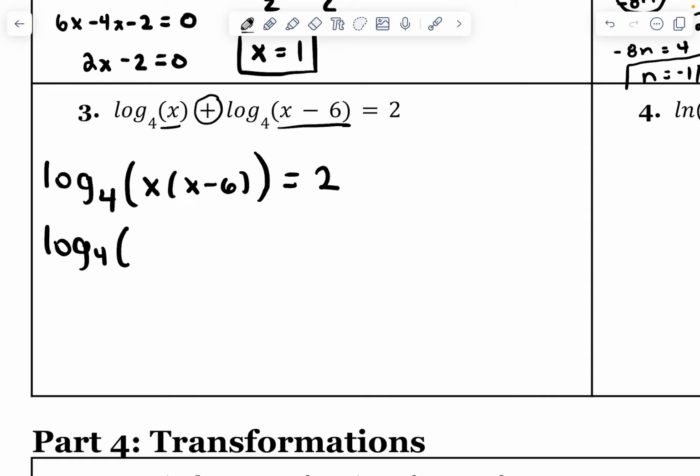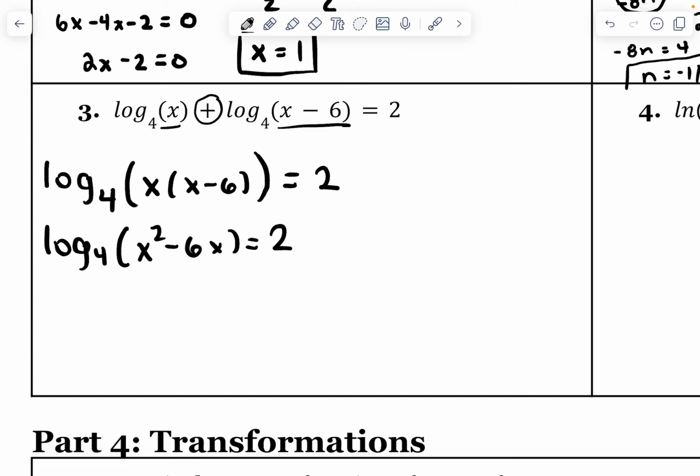If we expand, we'll have x squared minus 6x is equal to 2. And then, bam, I died. And that's at the heart of everything that we've done in this chapter. Once you are dead in logarithmic form, convert to exponential form.